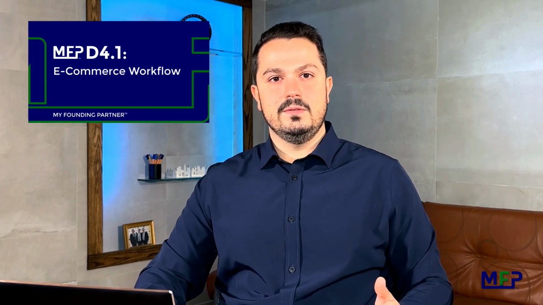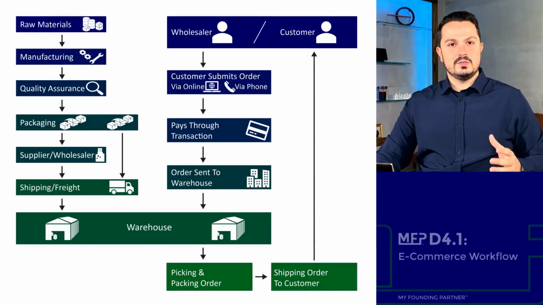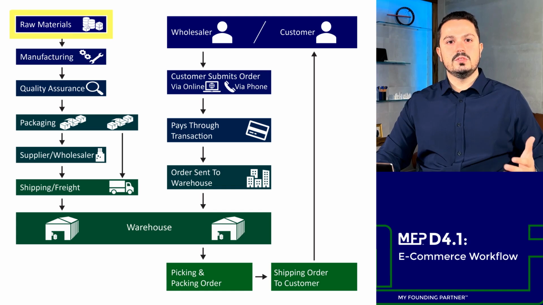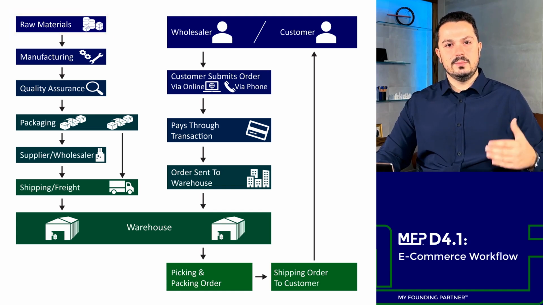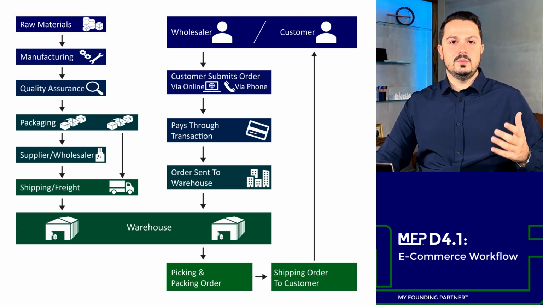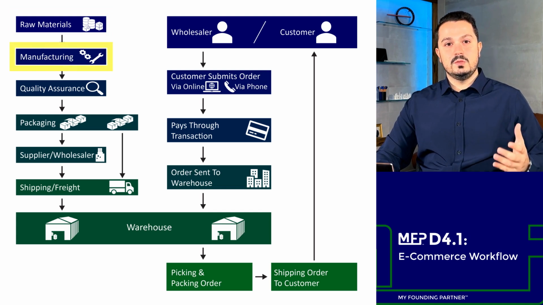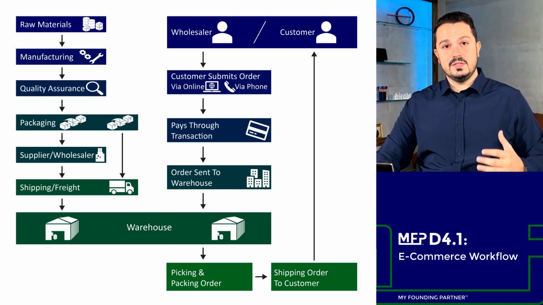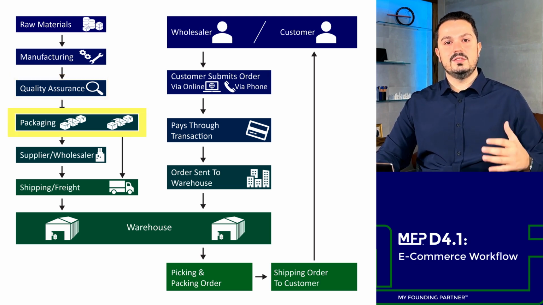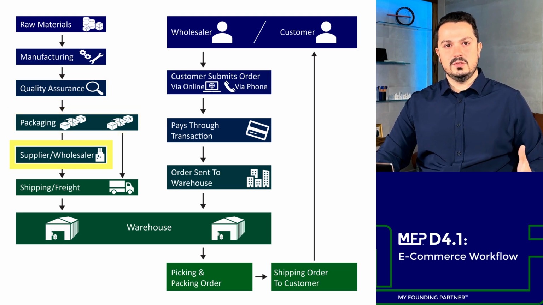So looking at the graphic in front of you, you can see that products will start with a raw material or source material that's used to create the product or manufacture it. That raw material will be sent into manufacturing, which will make the product and then be subject to quality assurance. After making sure the product is up to specs, up to quality, it will be packaged and sent to a supplier or even a middleman wholesaler.